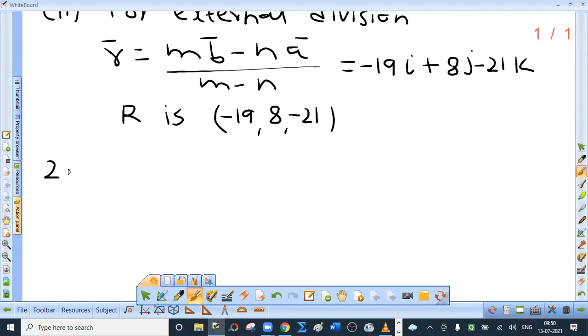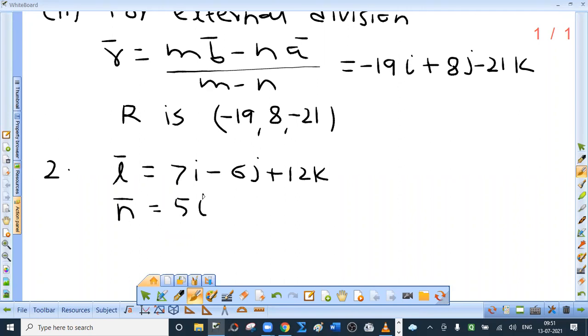Second, find the position vector of midpoint M joining the points L (7, minus 6, 12) and N (5, 4, minus 2). So I will say L bar. What is L bar? It is 7i minus 6j plus 12k. And what is N bar? N bar is nothing but 5i cap plus 4j cap minus 2k cap.